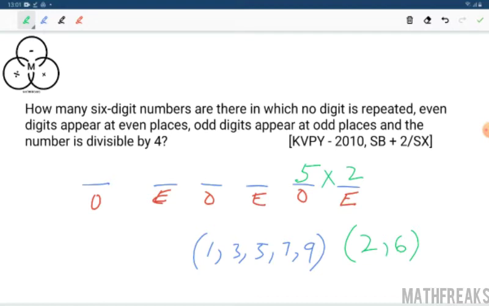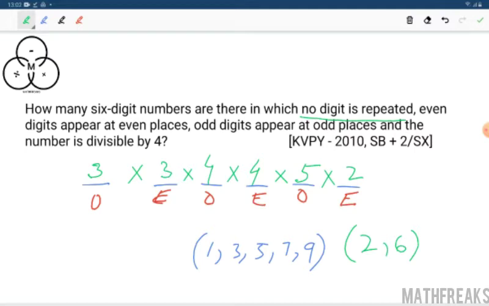Now one odd number has been already chosen, and it is given that no digit is repeated. So here we are left with 4 odd numbers and here we are left with 3 odd numbers. For the even numbers, one even number has been already chosen in the first case. Here already chosen. So for the even numbers we are having 5 even numbers, 4 and 3.